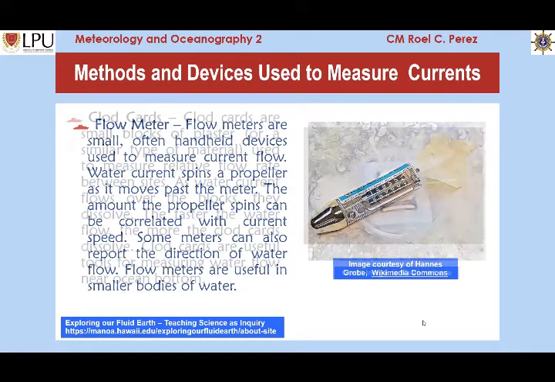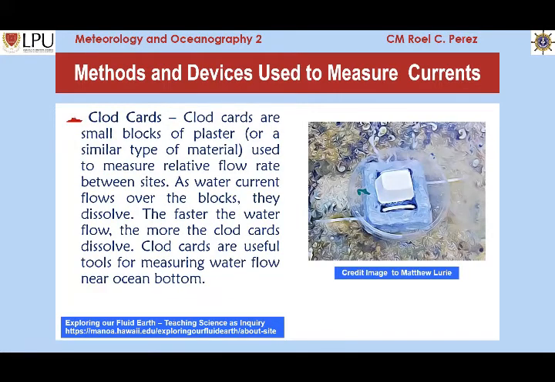And then another one is the clad cards. Clad cards are small blocks of plaster or a similar type of material used to measure relative flow rate between sites. As water current flows over the blocks, they dissolve. The faster the water flow, the more the clad cards dissolve. So clad cards are useful tools for measuring water flow near ocean bottoms.